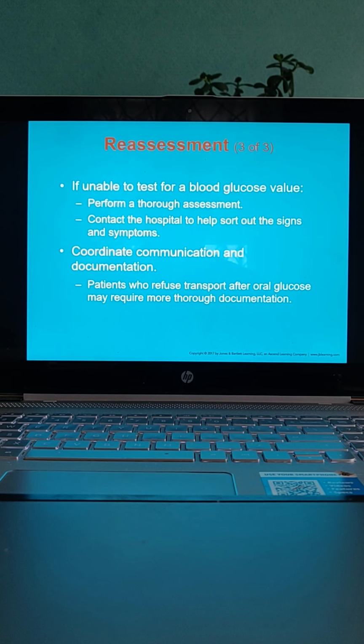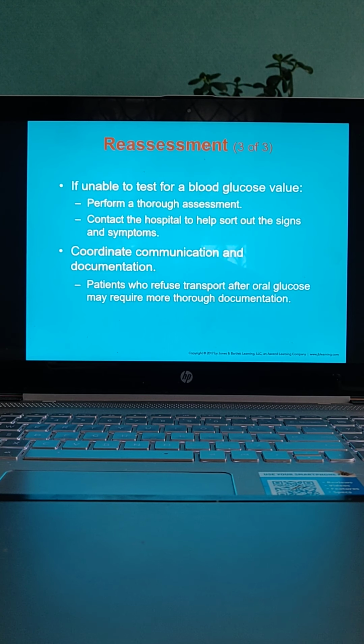Do everything you possibly can to get that patient to go to the hospital. They need to go to the hospital because if they don't eat right away, they need to eat right away, and they need to give their body time to absorb the food and to break it down and to turn it into glucose.